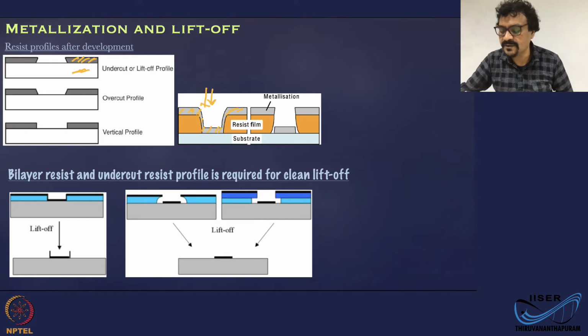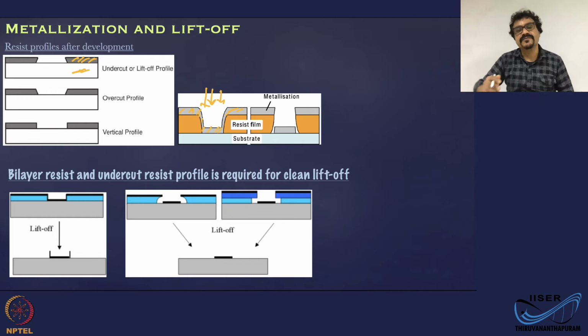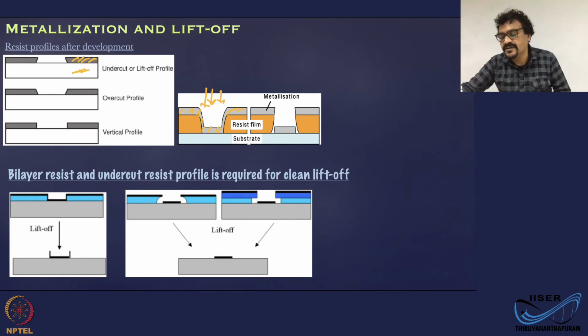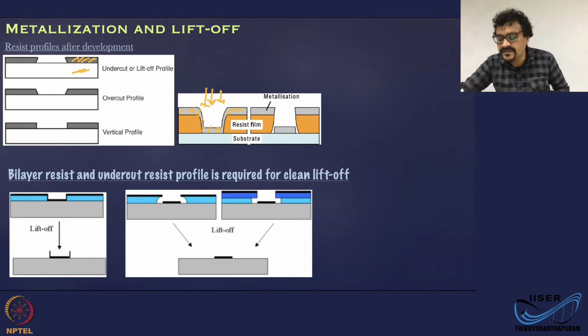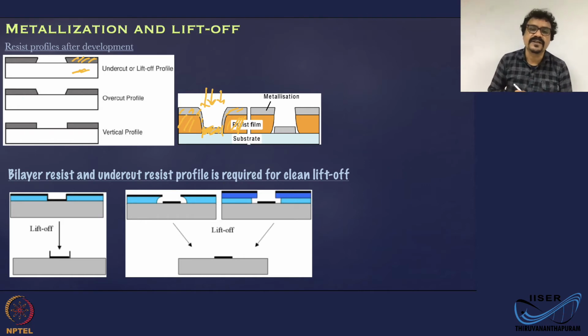Metal atoms come from a source which is called a thermal evaporator or electron beam evaporator, or could be from a sputtering source. It will get deposited everywhere. Now, the next step is lifting off. Lifting off means stripping the resist, where you dissolve the resist which is on either side here, and you eventually end up with only the metal piece where it is exposed. That's what you want.